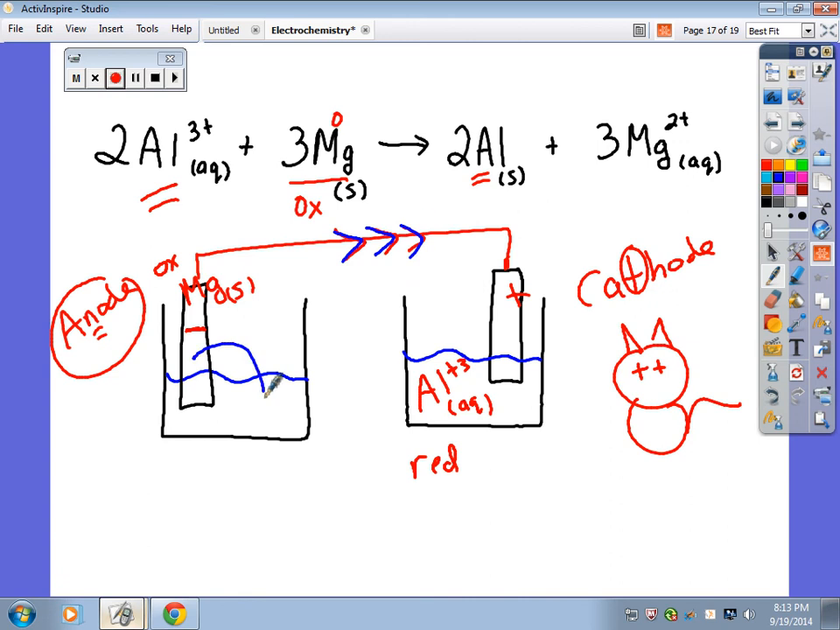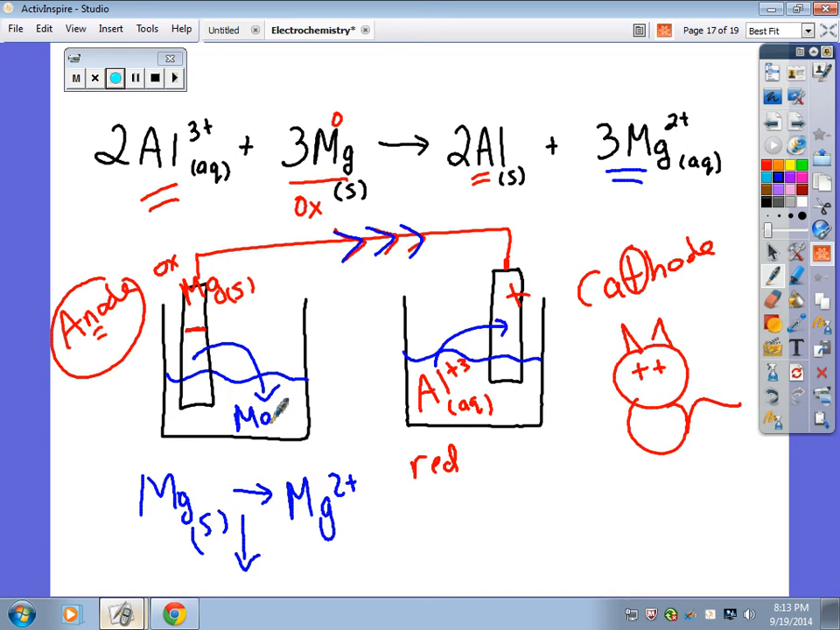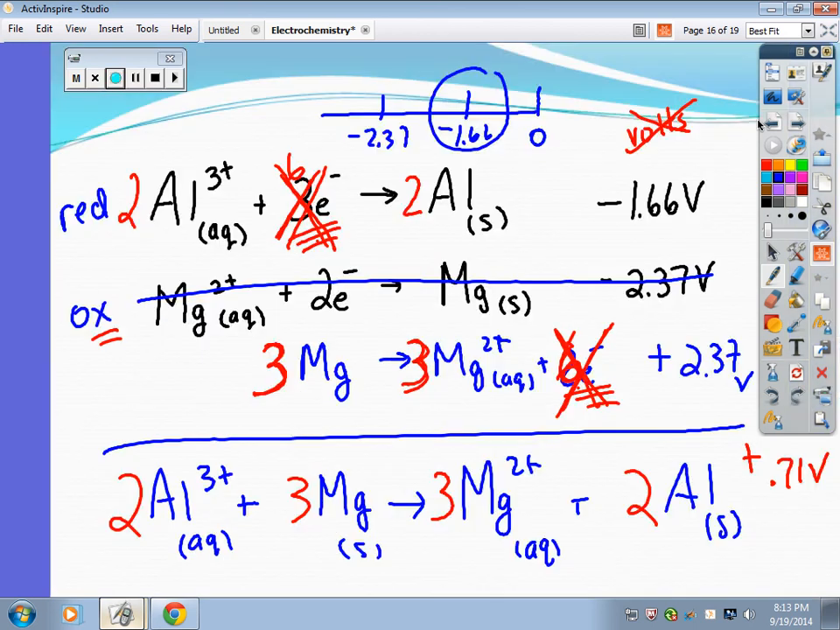I can put an arrow this way and an arrow this way. That's my half-cell reactions. The magnesium solid electrode is actually decreasing in mass. Why? It's making magnesium 2+ ions. Look at that. And those are going into solution. They're increasing in concentration as my electrons leave through the wire. So this is my half-cell reaction, isn't it? See that? That's my half-cell reaction I have right here.